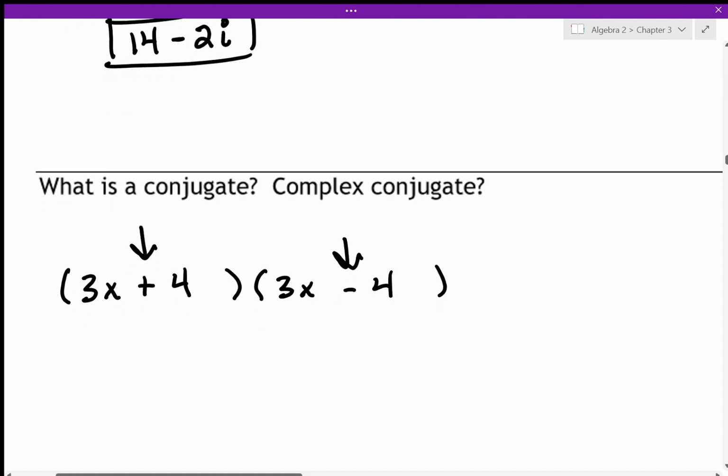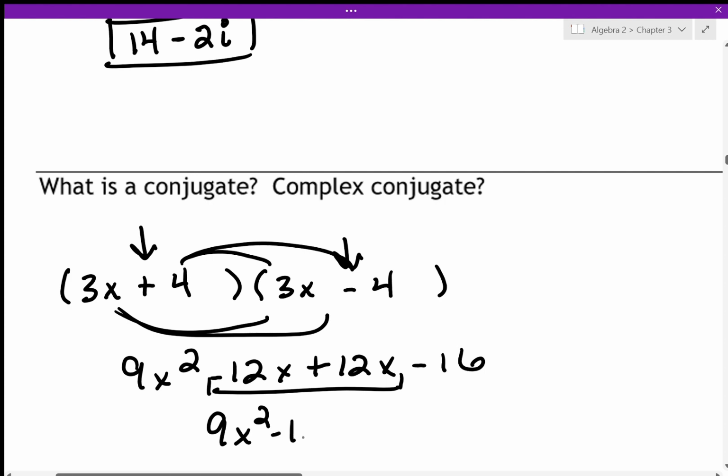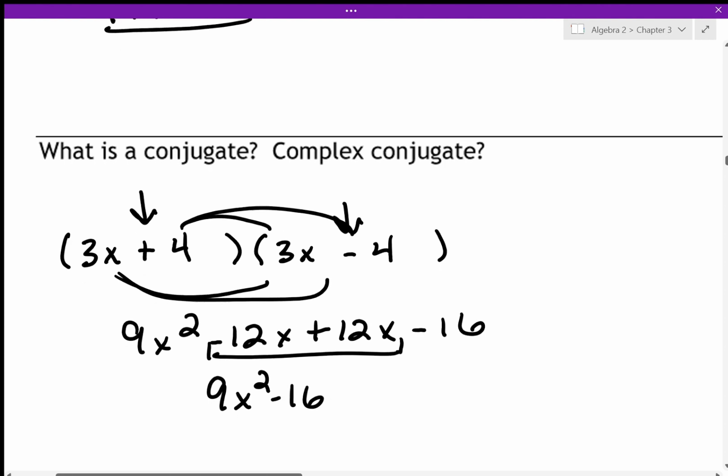Now, we're going to go ahead and multiply this out. 3x and 3x is 9x squared. 3x times negative 4 is a negative 12x. 4 times 3x is positive 12x. And then 4 times negative 4 is a negative 16. Now, right here, negative 12x and positive 12x, those are opposites. They cancel, and we're left with 9x squared minus 16. Conjugates, they make things cancel. So for real conjugates, these would be real numbers here, you distribute and the middle terms cancel.